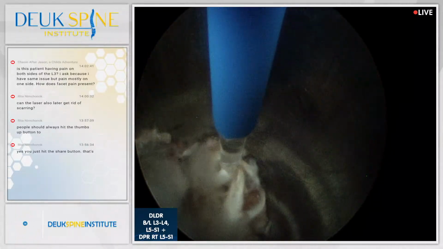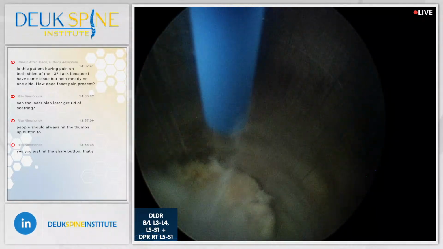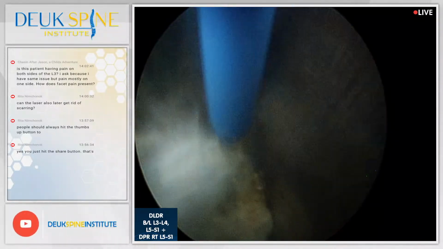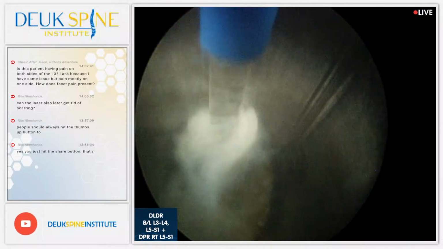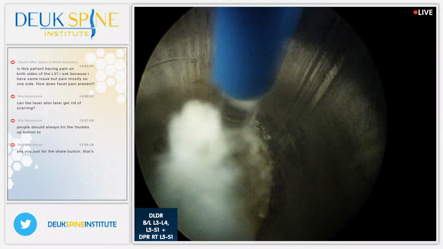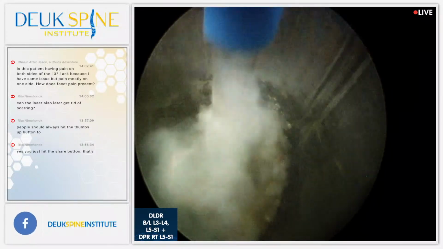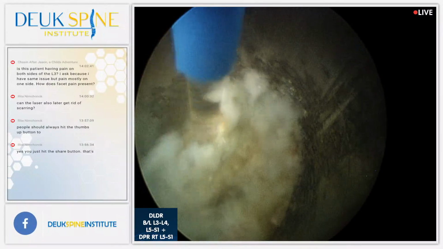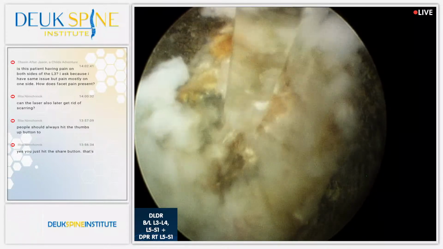Depends on where the scar tissue is. I'm referring to scar tissue in the disc, within the annulus and potentially crawling into the disc. I'm not talking about scar tissue around the arachnoid, like arachnoiditis scar tissue around the nerve roots and cauda equina, no. Good question, Rita.